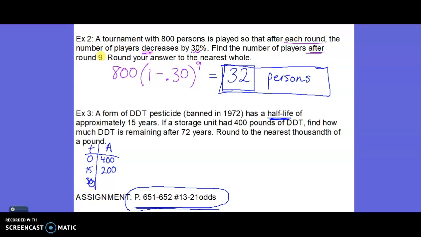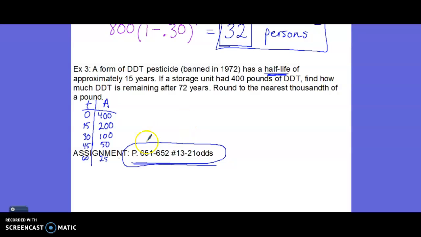So if I did another 15 years from that, I'm at 30 years. Well, now there's half of the 200. And if I did another 15 years, I would have half of the 100 is 50. And another 15 years, half of that is 25. And let me scroll down for a little bit. And the reason why I'm going all the way down to 75 is now I have a rough estimate as to what my answer should be. It's somewhere between 12.5 and 25, because 72 is somewhere between 60 and 75.